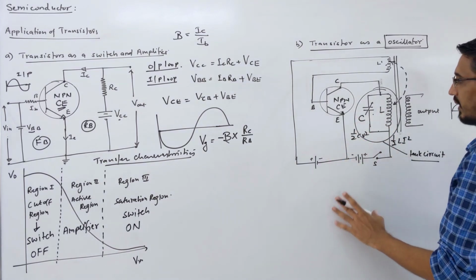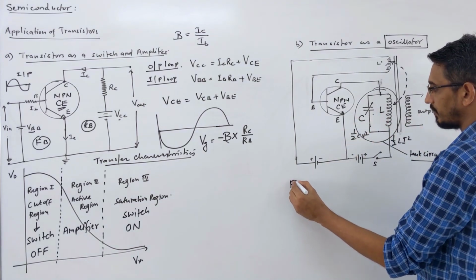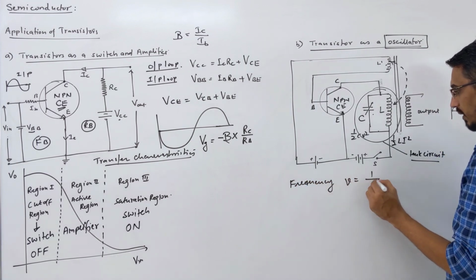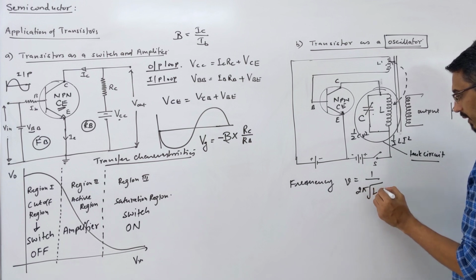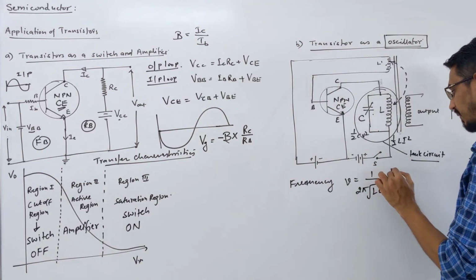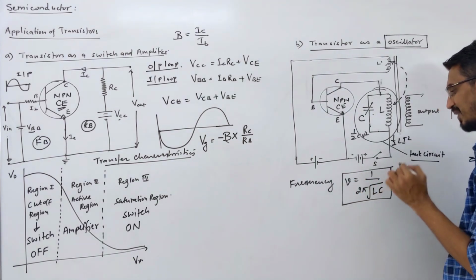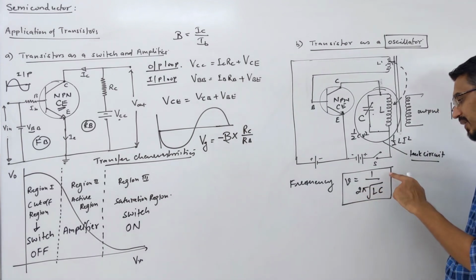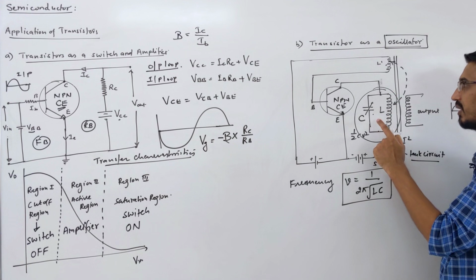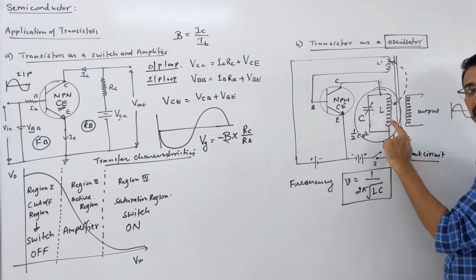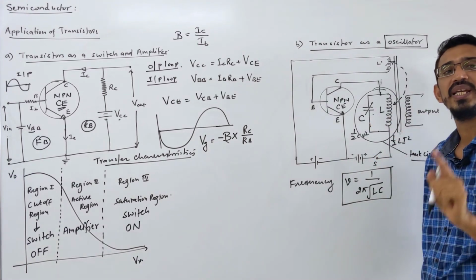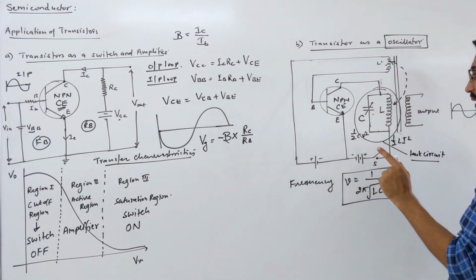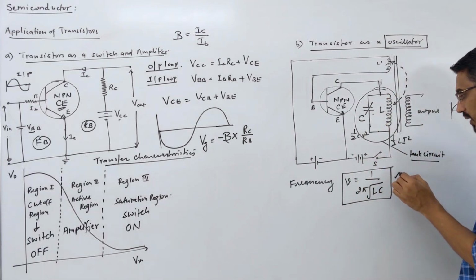Everybody knows, what's the frequency produced here? The frequency will be 1 by 2 pi root L C, right? This is the frequency produced. This question was asked in our exam. How they really work internally, all that we will learn in the AC chapter. I am teaching just the basics we need in this chapter. So this formula is important for us.